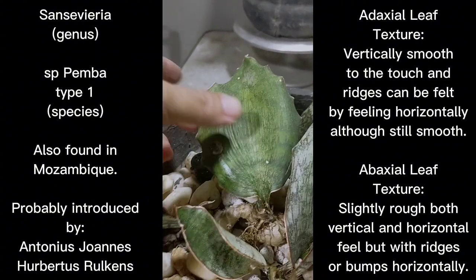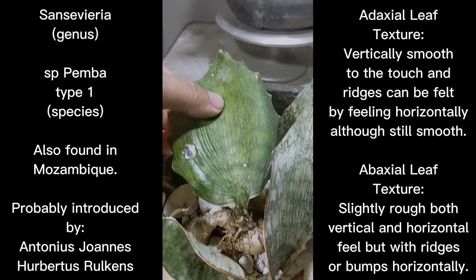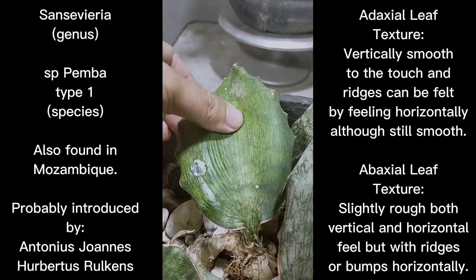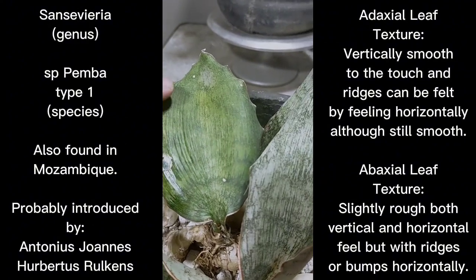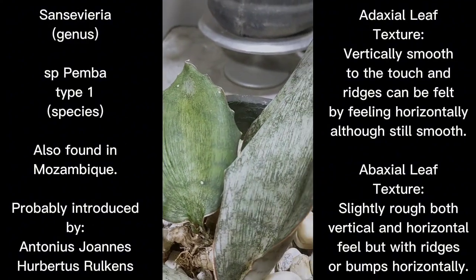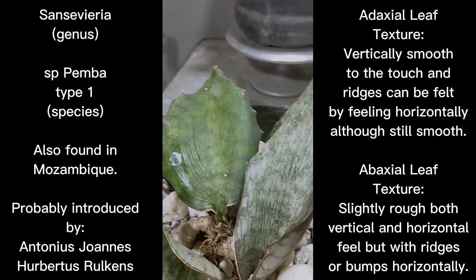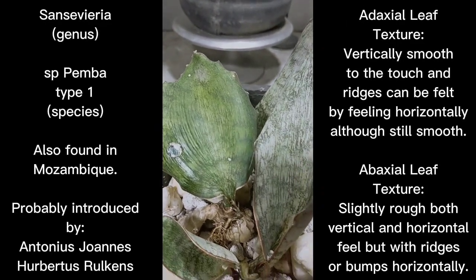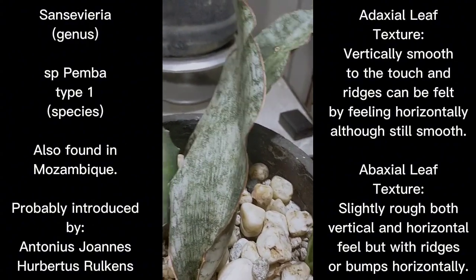If you have Pemba type 1, you can do your own analysis or observation. For the green one, I would say it's still the same. Smooth on the front part of the leaf, back part slightly rough. Same as the one that grew silver. So there's no change with regards to having a green Pemba type 1 or silver Pemba type 1.